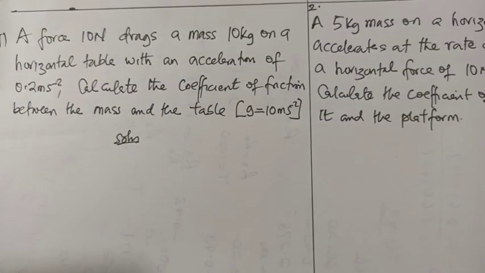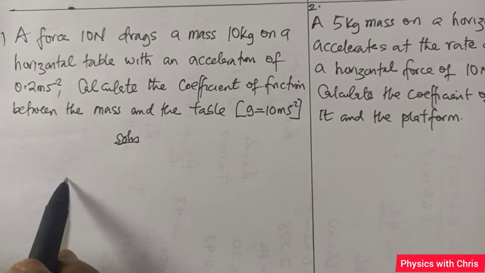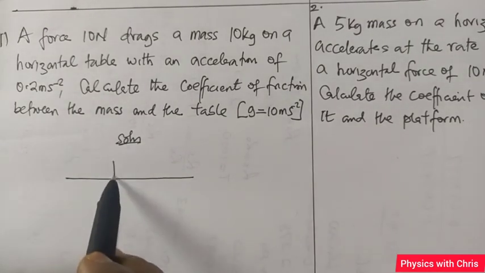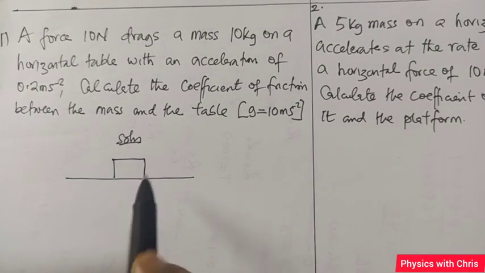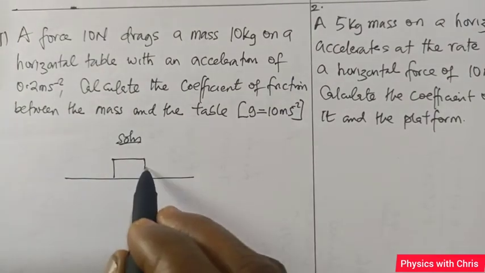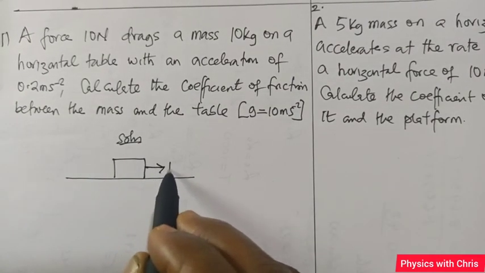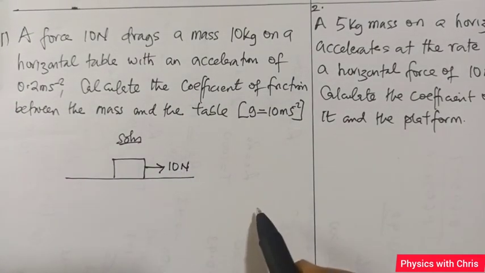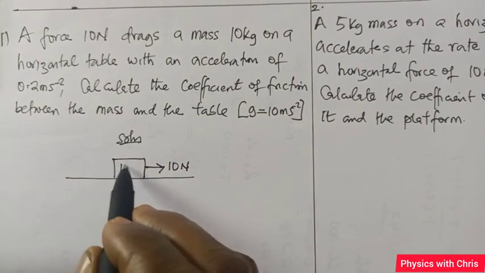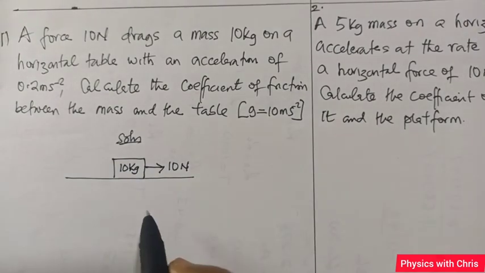A force of 10 Newton drags a mass of 10 kg on a horizontal surface with an acceleration of 0.2 meter per second squared. You have to calculate the coefficient of friction between the mass and the table. Maybe I should just illustrate that using this simple diagram. You have this mass here, so that a force of 10 Newton drags it in this direction. Let's assume this direction to the right, and the mass of the block is 10 kg.